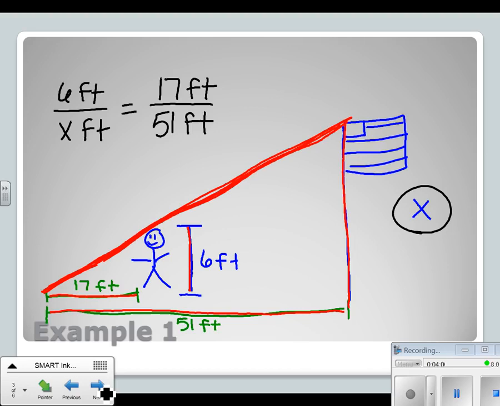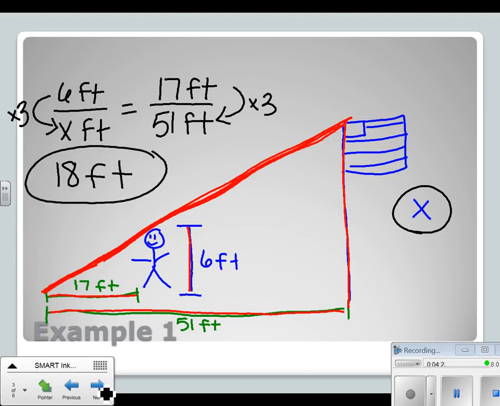So here's my proportion. Now I solve. I can cross multiply. I also know that 17 times 3 is 51. So whatever I do on the right side, I do to the left side because the x is on the bottom. I multiply by 3, and I know 6 times 3 is 18. So the flagpole is 18 feet. So we just found the height of the flag indirectly. This is called, once again, indirect measurement when we have similar figures, which are the two triangles.